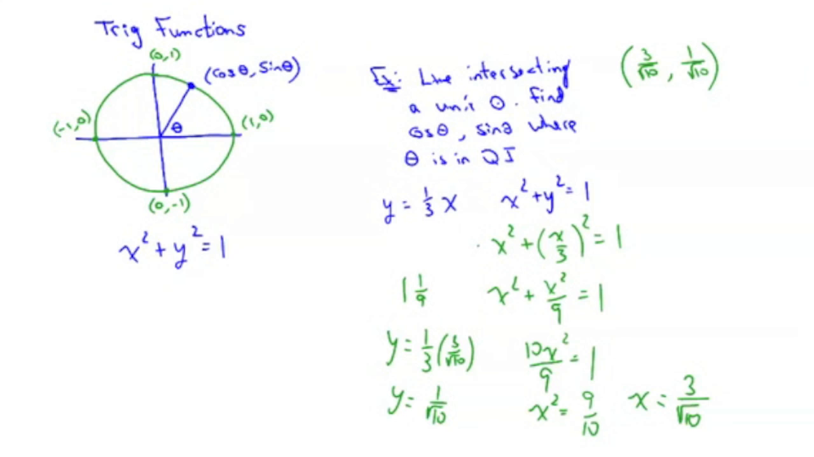Technically, you're not supposed to leave radicals in the denominator, but it gets messy if you get rid of them. I mean, this one is 3 square roots of 10 over 10, and this is square root of 10 over 10. It just gets more writing. They're perfectly fine if you want to leave them that way.